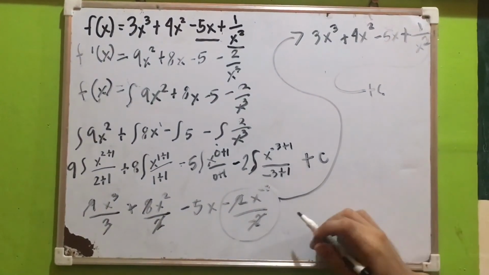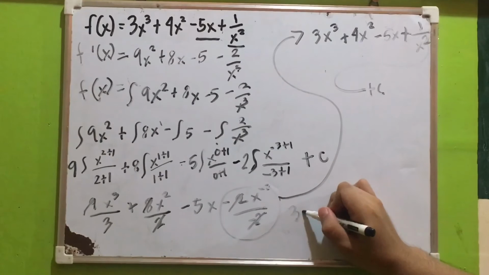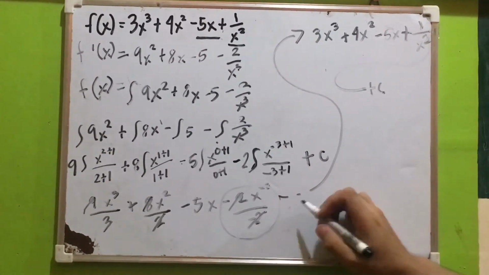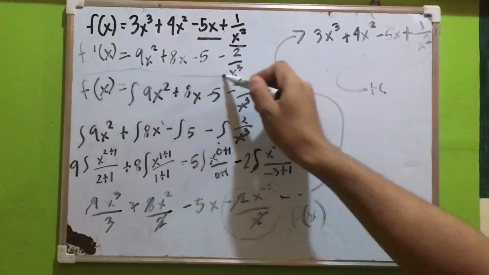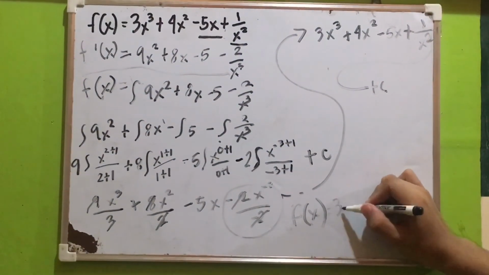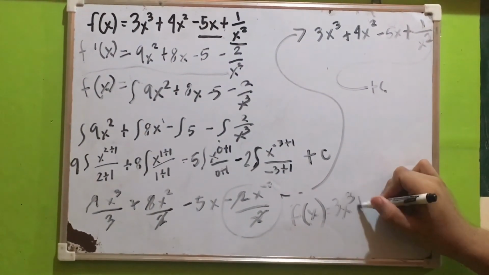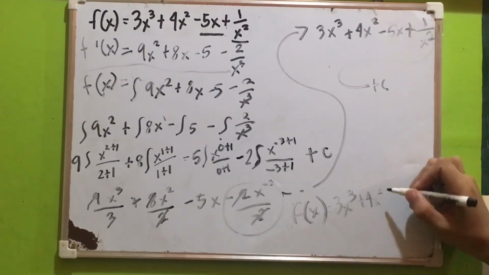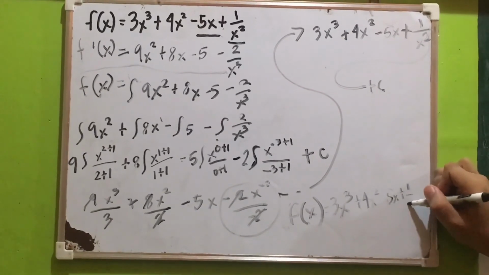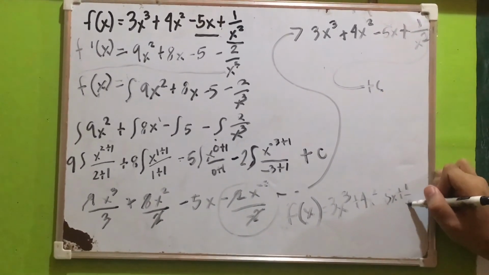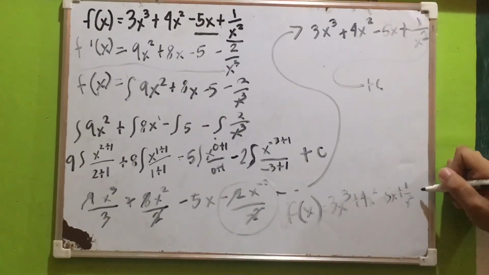So to rewrite everything, the f of x, or the antiderivative of this equation, is equal to 3x cubed plus 4x squared minus 5x plus 1 over x squared plus c.